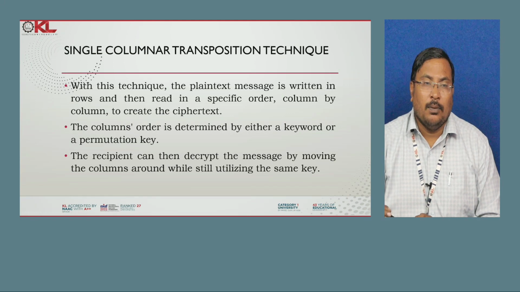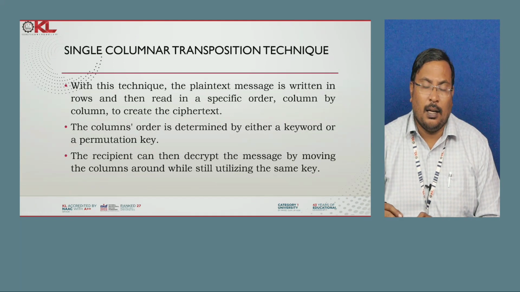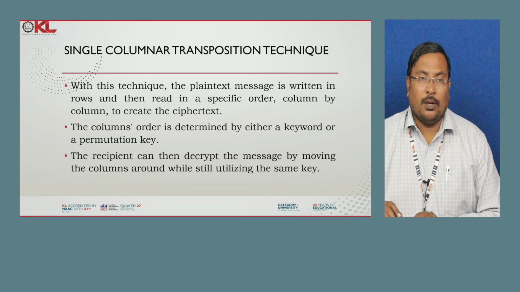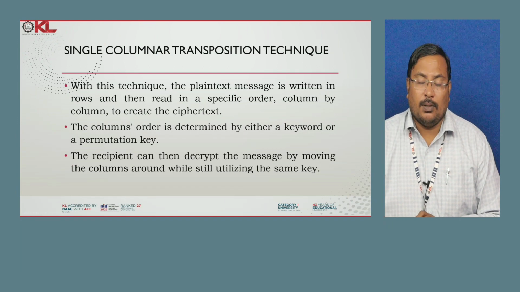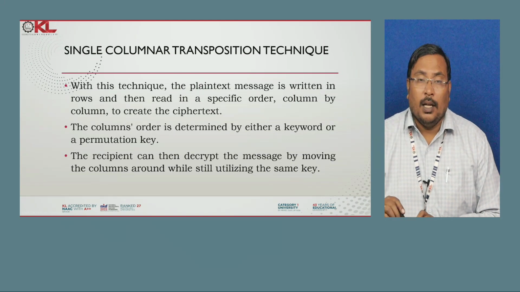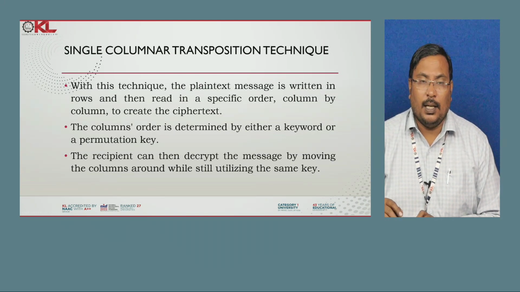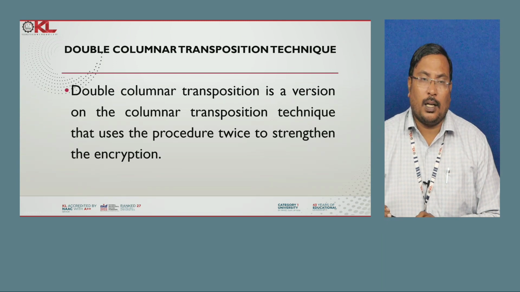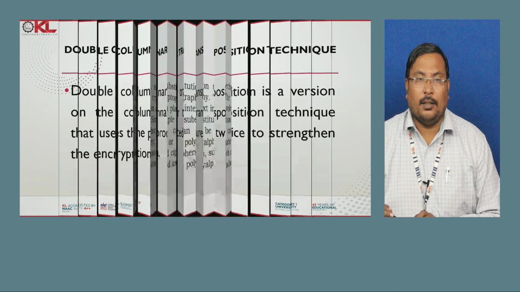Simple column technique. By using this technique, we write the plain text in matrix form. First we take one column, and next we take another column, based on the key. Based on that we convert it to the ciphertext. In the reverse direction, the ciphertext is written row-wise, and based on the key structure we fetch the plain text again. The same thing done in two column manner is known as the double column transposition technique.